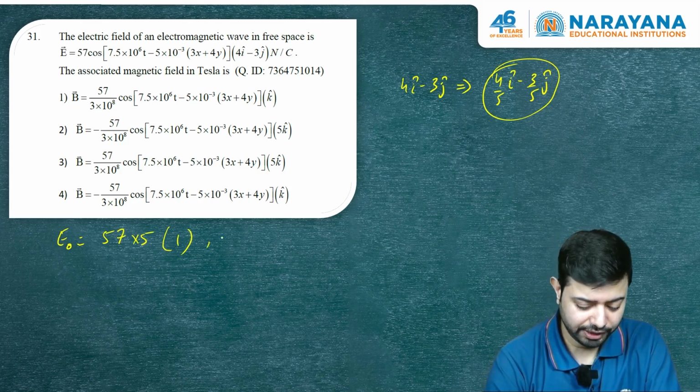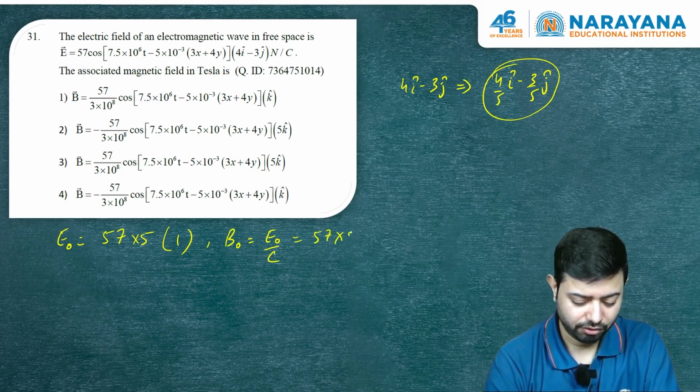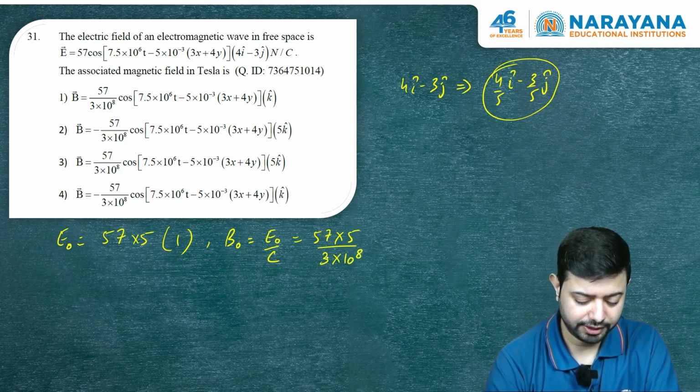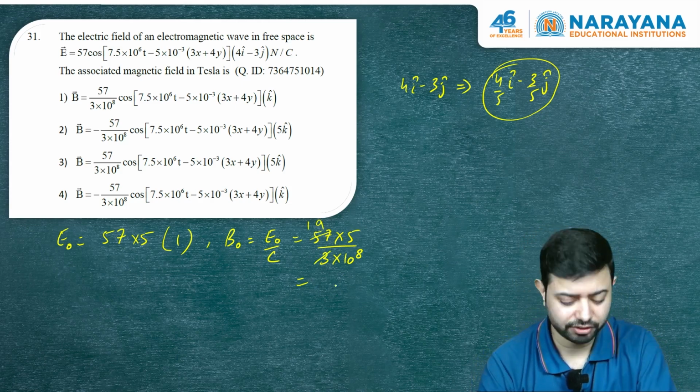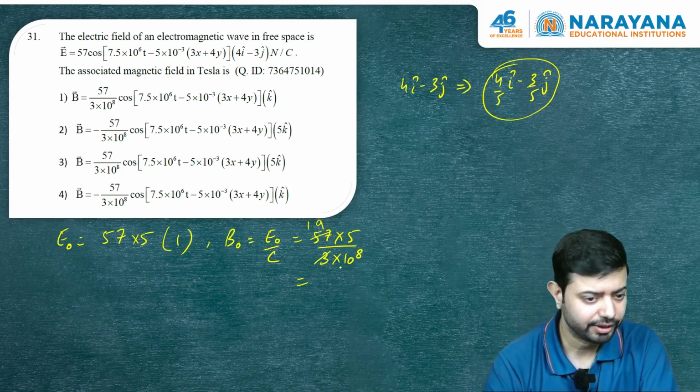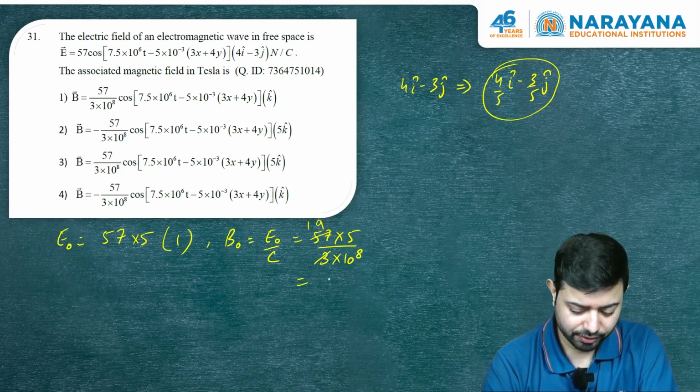So how to find B naught over here? B naught will be E naught by c, which is nothing but 57 into 5 divided by 3 into 10 to the power 8. You can keep it in this format, because in the options the format of B naught is around this, 57 by 10 to the power 8. So no need to simplify further. Just keep it like this, 57 by 3 into 10 to the power 8 multiplied by 5.